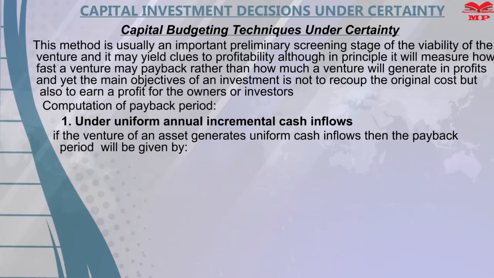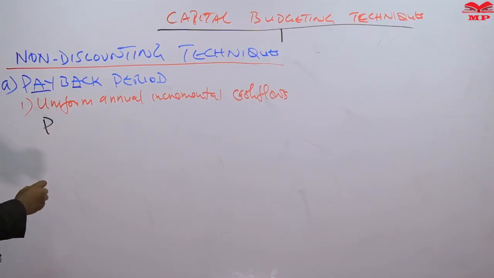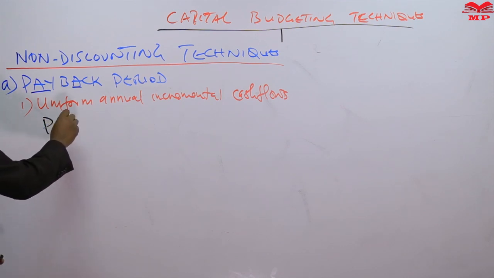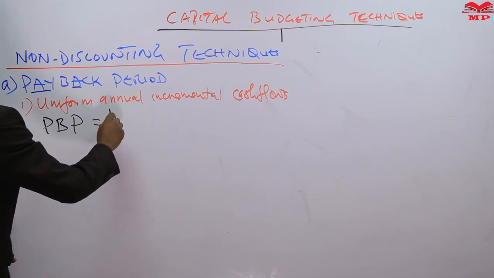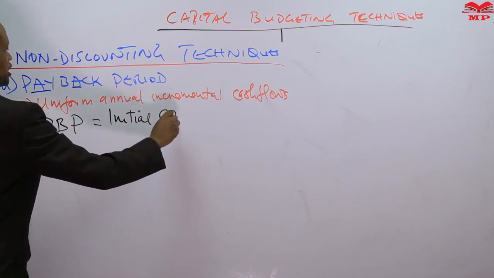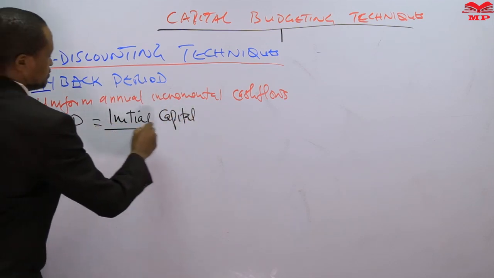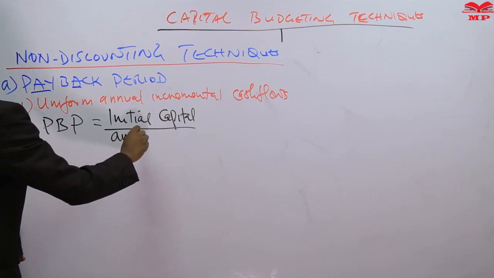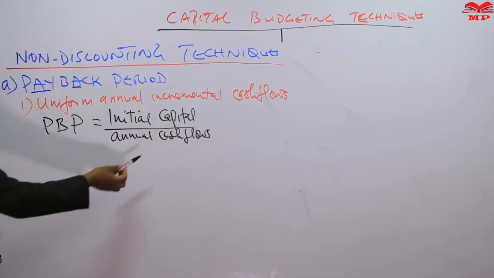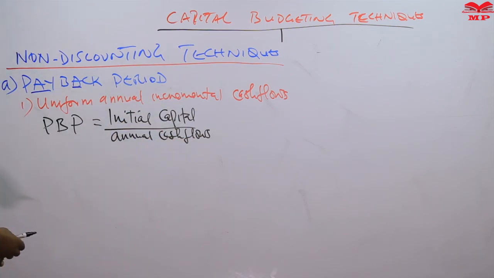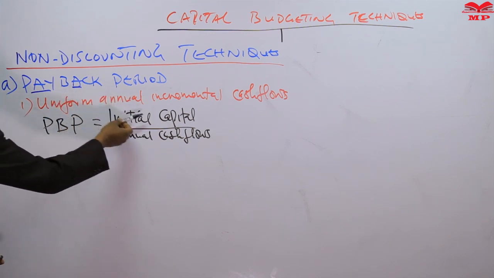So if the venture or an asset generates uniform cash inflows, then the payback period will be determined as follows. The payback period in such a case will be equal to the initial capital investment over the annual cash flows. You simply take what you invested, then divide by the annual cash flow. All right? That is how to determine the payback period of uniform annual incremental cash flows.